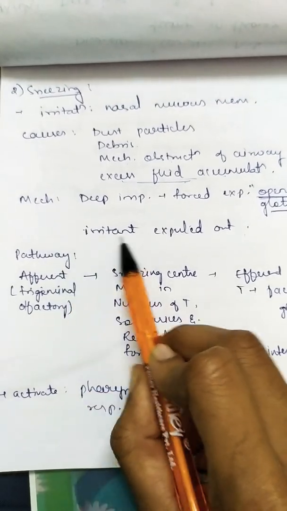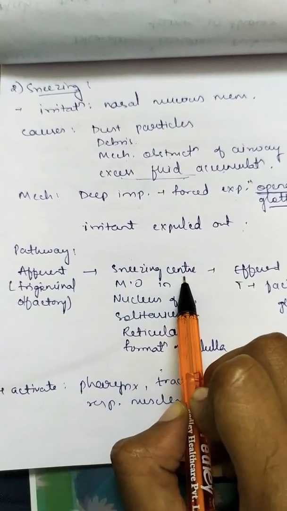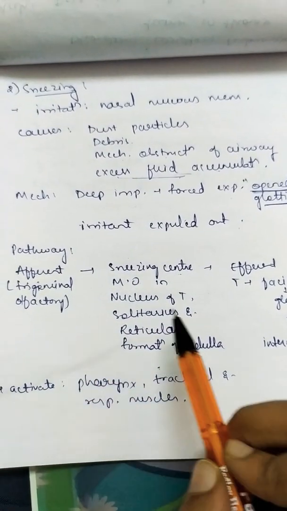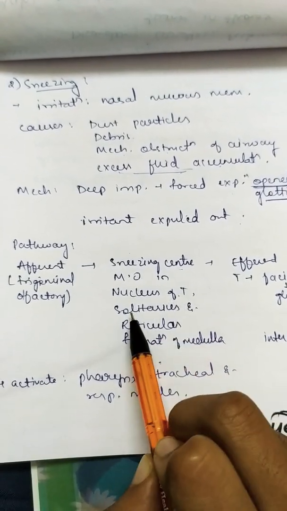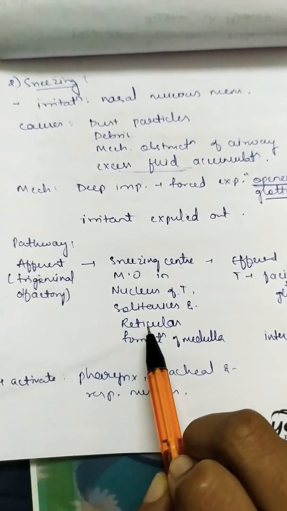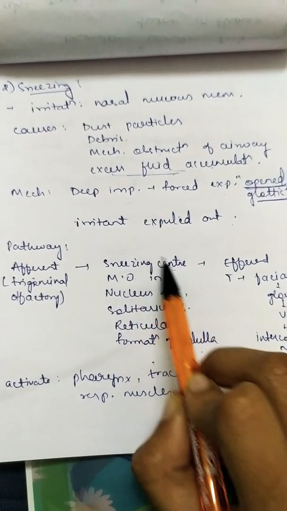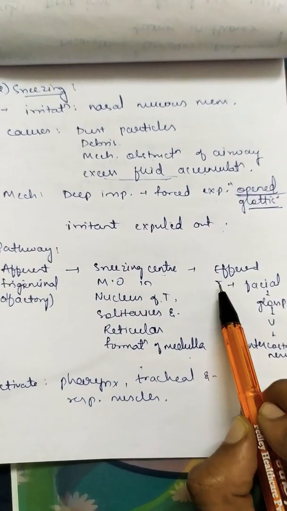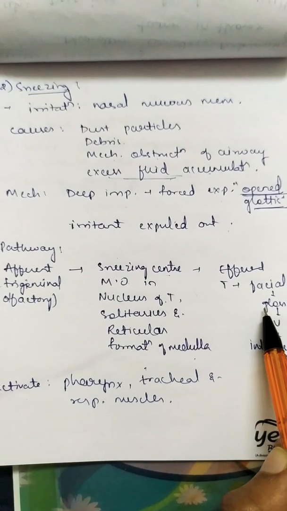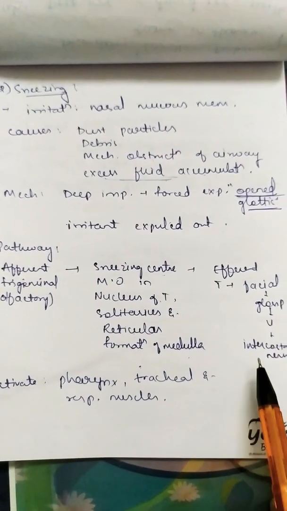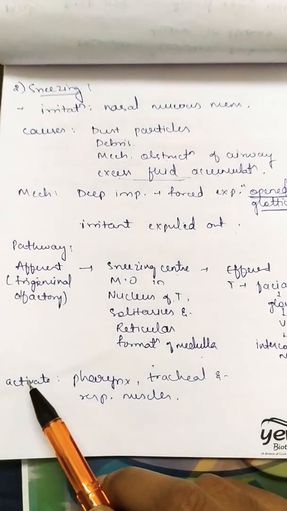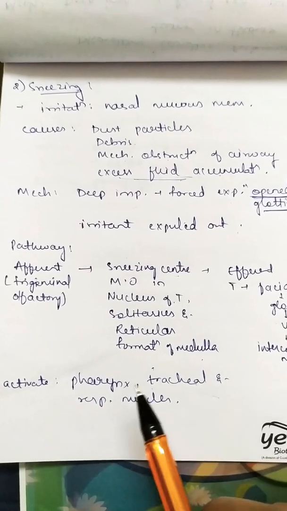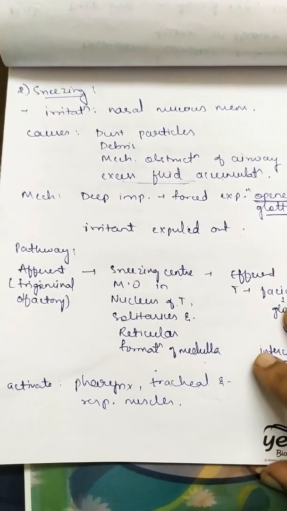Next it goes to the brain, to the sneezing center. This sneezing center is present in the medulla oblongata. It is dispersed into the nucleus of trigeminal, nucleus of solitarius and reticular formation of medulla. After this, it goes to the efferents. Efferent nerves are trigeminal, facial, glossopharyngeal, vagus and then the intercostal nerves. These efferents are going to activate pharyngeal, tracheal and respiratory muscles, and thus you have the sneezing reflex.